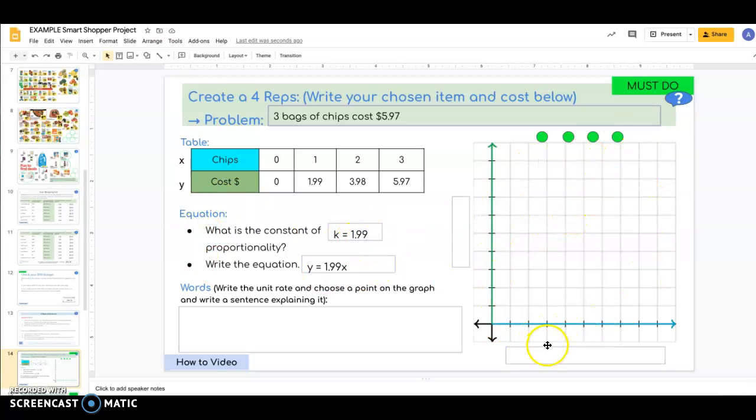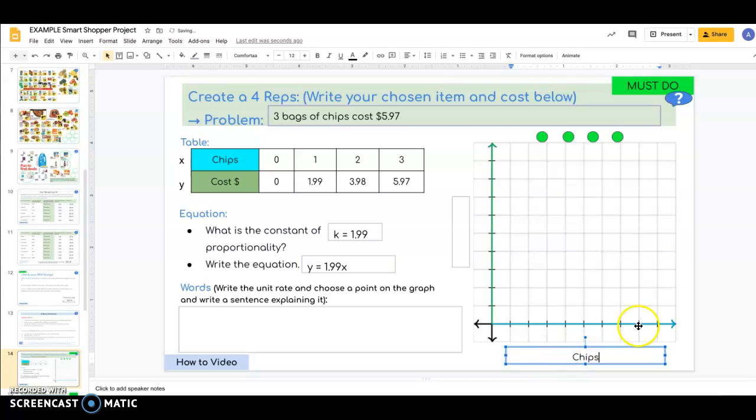Now I need to graph it. So I need to label the x-axis and the y-axis. I see here, this line here, remember, are our x values. Our x values are chips. So I'm going to label this chips. Our y values are here. And I notice in the table, our y values are the cost. So I'm going to put cost in dollars.